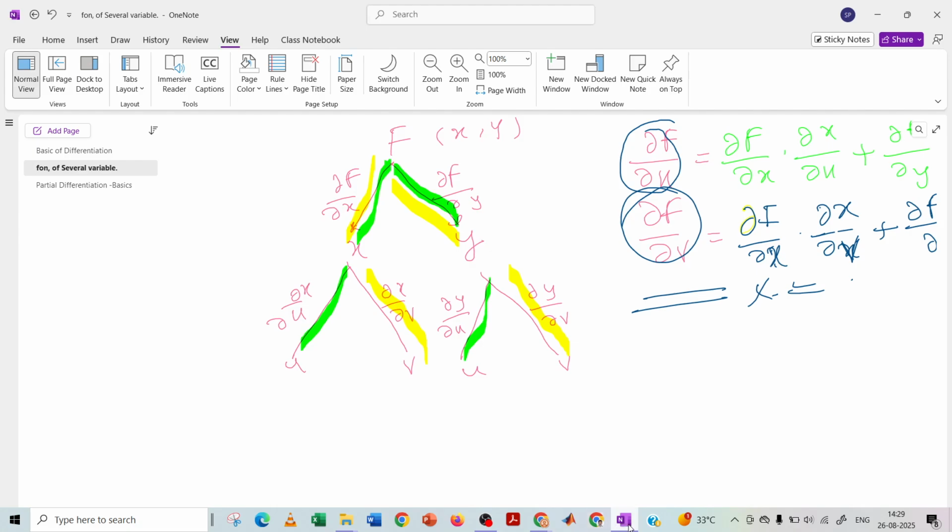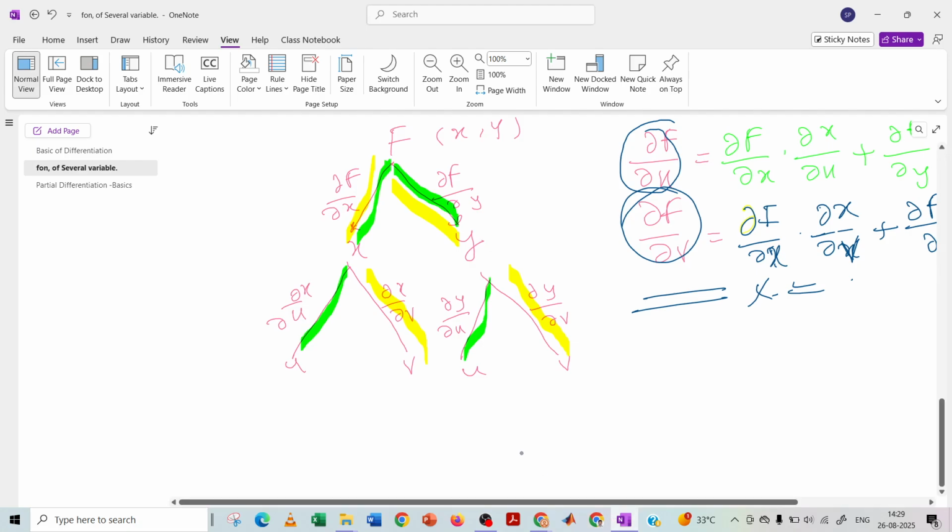Okay, fine. Then in the next class we will go for one important topic, and before we go to that topic, we can see a few more problems in this function of several variables. Then we move to the Jacobian in the next class.